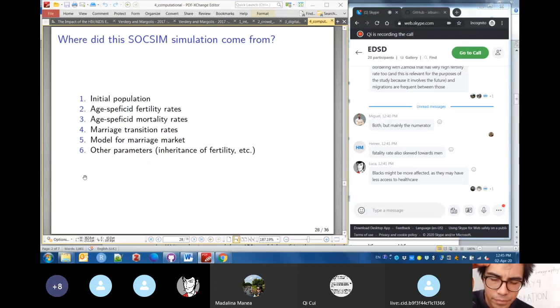And the other thing is these other parameters, such as the degree to which you inherit your fertility from the fertility of your parents, for example. I think in SOCSIM it is implemented so that women inherit fertility from their mothers. And we know that there is a correlation in the fertility of siblings, which results from the fact that there are factors that affect people who grow up together, and maybe also some genetic components. So your fertility is not independent from that of your family. That's the point.